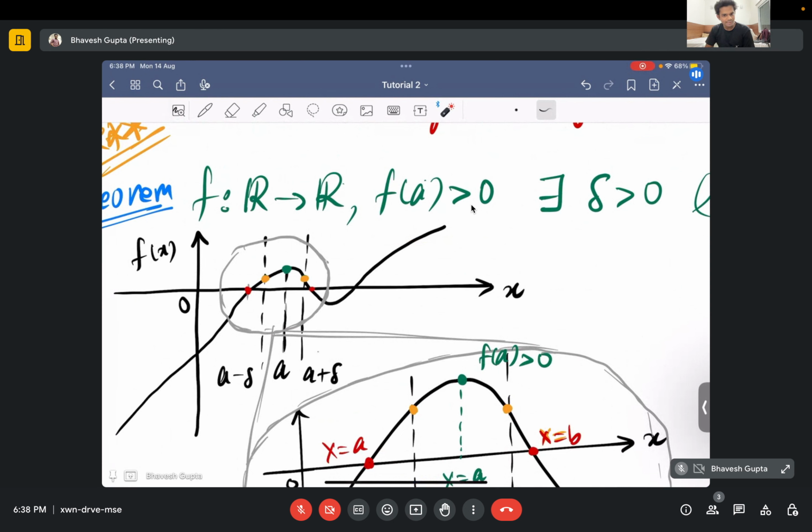Now what I'm trying to basically do over here is I'm trying to basically build an interval around this point, which I know using some experiment. I know this.